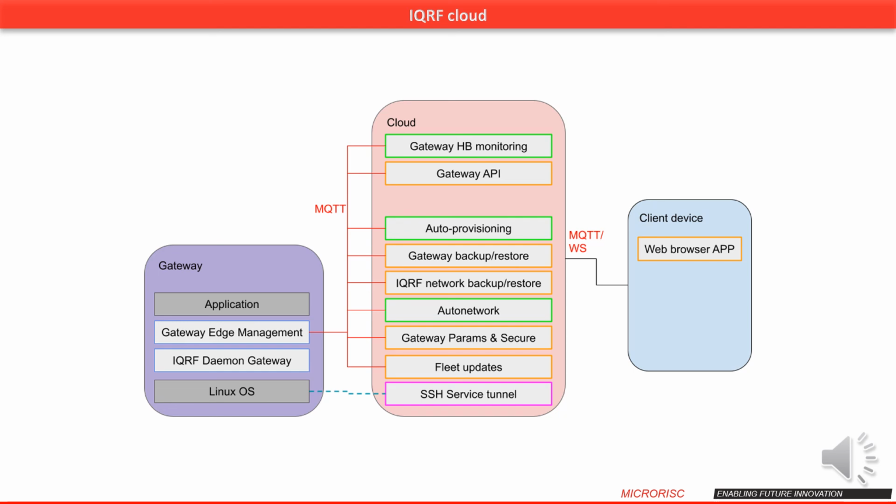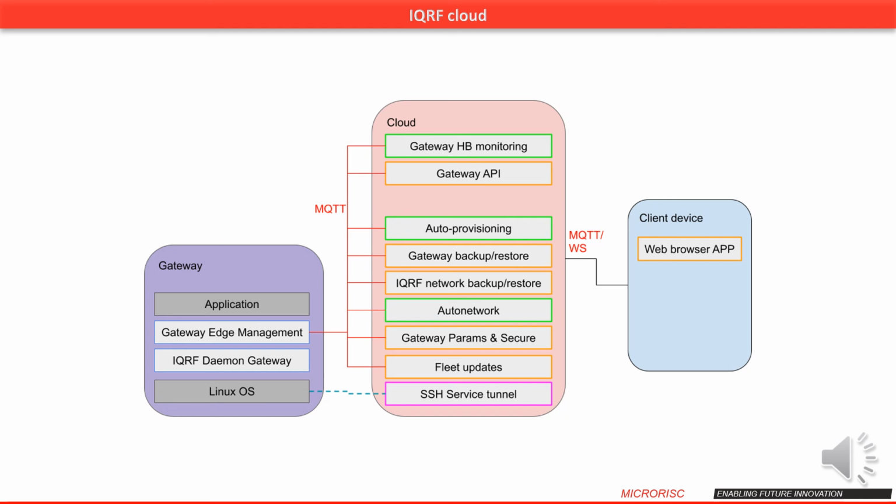The project also includes the Iqrf cloud, which becomes a natural part of the whole system. Its role is mainly to manage and configure the gateway and the subordinate Iqrf network, and to make the data available to third parties for visualization and analysis. Therefore, a gateway edge management layer is created at the gateway software level, which interacts with the cloud software.